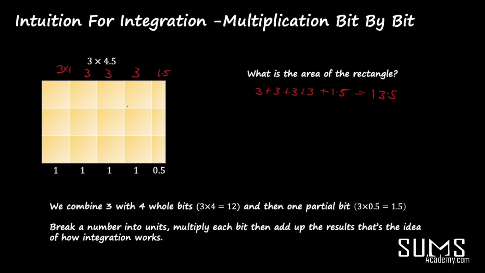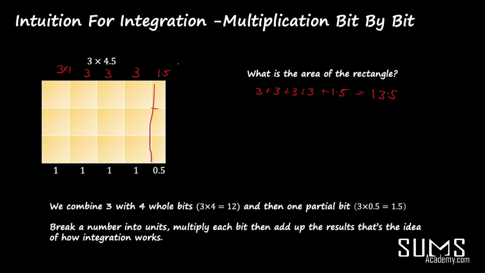So what I said here, we combine the 3 by 4 whole bits to give you 12, and then you combine this little partial bit here to get you the 1.5. So what we've done is we've split this up into more manageable little bits and then added them up. And that's basically the idea of integration.